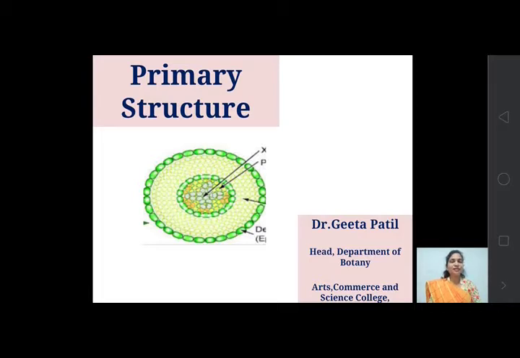We are going to study now the primary structure of the plant body. You know that up till now we have studied the various types of tissues, from meristematic to permanent tissues. In meristematic tissues we have studied the continuously dividing cells, and after dividing they produce the permanent tissues. Permanent tissues may be simple or complex. Simple tissues may be parenchymatous, collenchymatous, sclerenchymatous, and complex tissues are xylem and phloem. So all these tissues we have studied up till now.